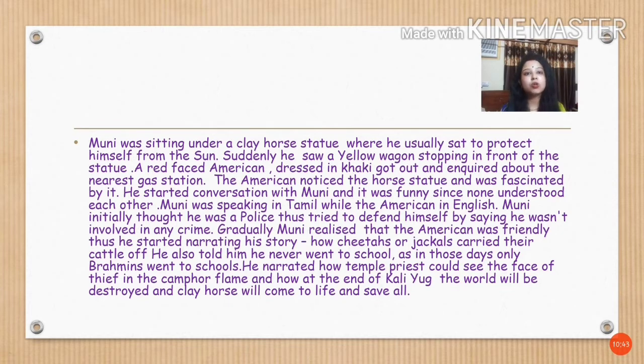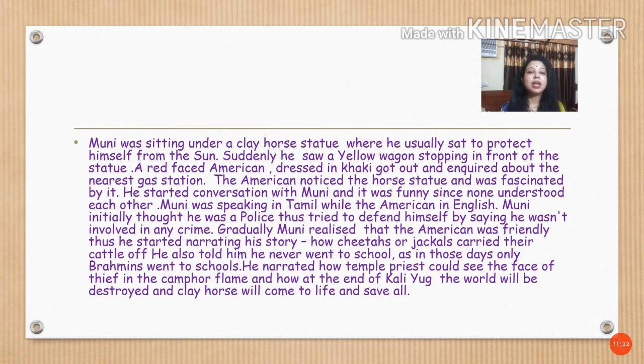He also told him that he never went to school, as in those days only Brahmins went to school. See, over here the author is showing us the social norms, the social evils that existed, that only the Brahmins could study and no other caste could study, and that is why Mooney, who belonged to an inferior class, could not study. That is the real reason that he was illiterate, that during his time only the Brahmins were allowed to go to school. So here you see the author has pointed out the social injustice or social evil that existed during that time.